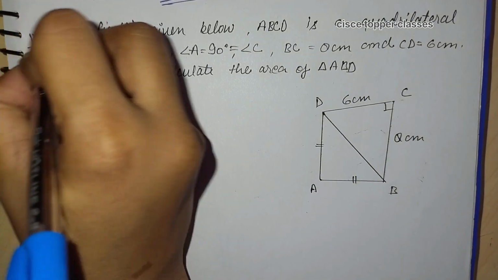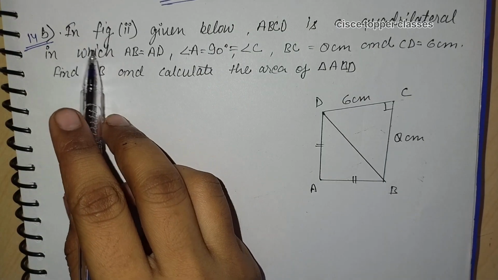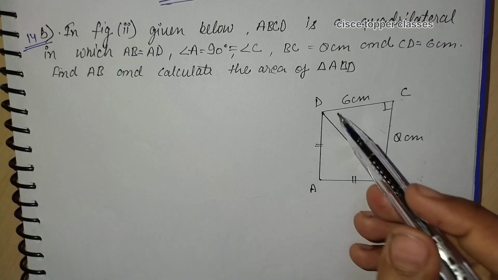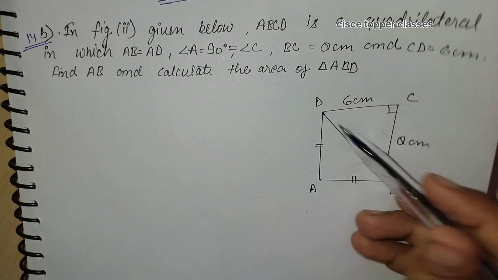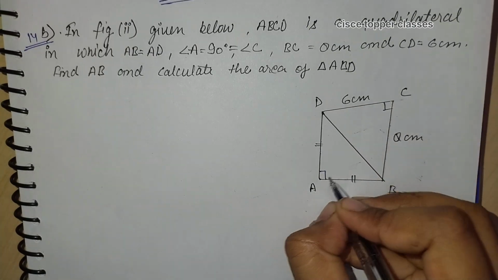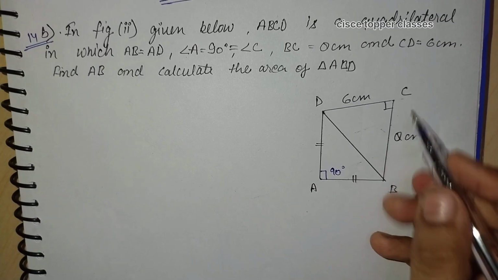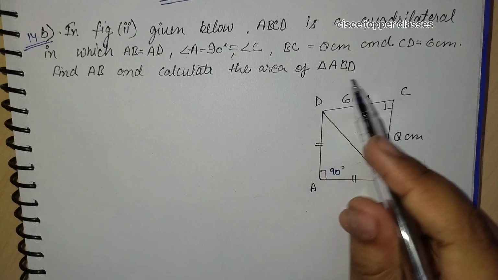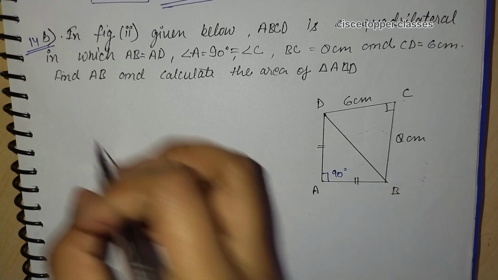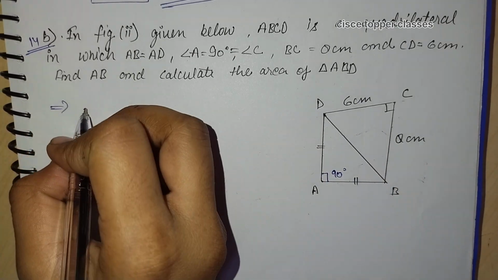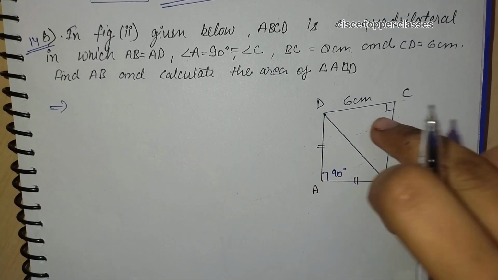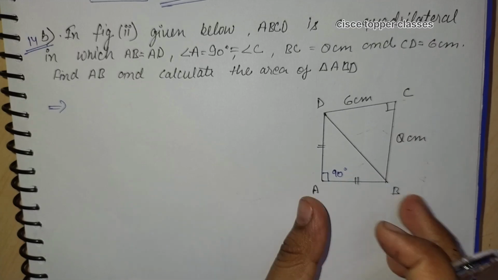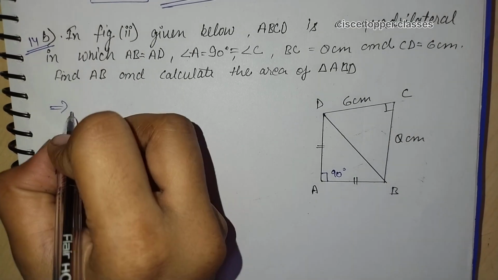Now let us solve here 14 second part. Here given that in the second figure given below, ABCD is a quadrilateral in which AB is equal to AD, and angle A is equal to 90 degree here. BC is equal to 8 centimeter and CD is equal to 6 centimeter. Find AB and calculate the area of triangle ABD. So we have to find AB here firstly. As the two sides are equal, we will firstly find this side, and then these sides will be easier to find. So let us find by Pythagoras theorem.